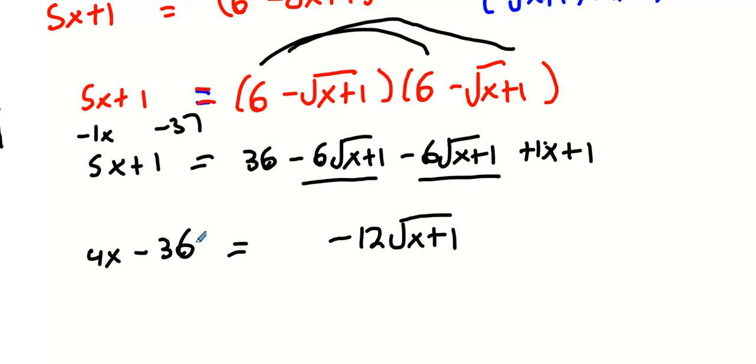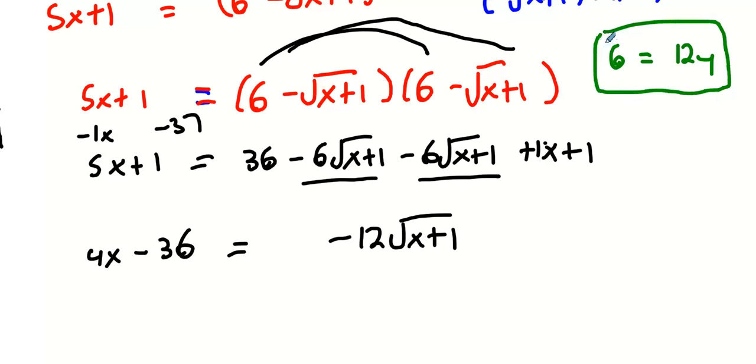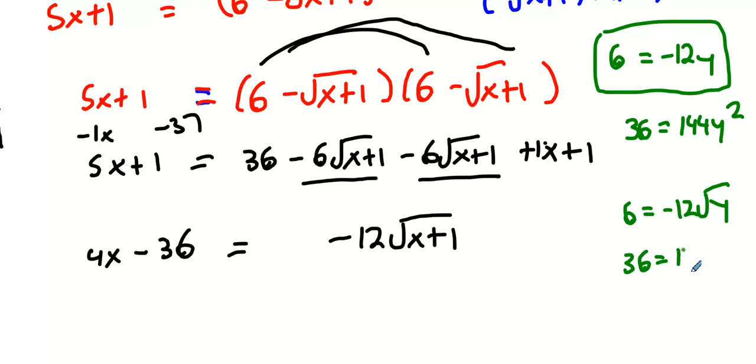Okay. Now, here's what I'm thinking. This is incredibly awkward, right? So here's what we're going to do with this. If I had, for argument's sake, 6 equals minus 12y. Is everybody looking at the green now? If I square both sides, what happens? 36 equals, what's minus 12 multiplied by minus 12? 144y squared. Likewise, if I had 6 equals minus 12 square root of y, what happens if I square both sides? 36 equals 144. What's root y by root y? y.